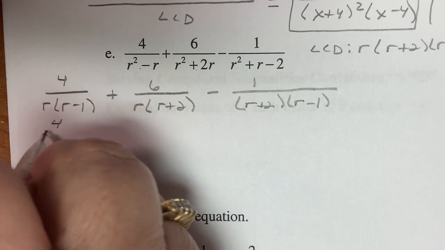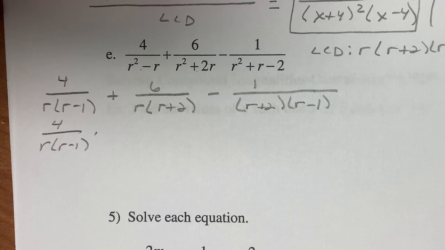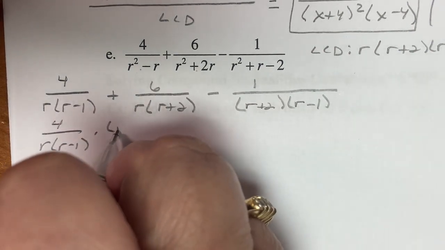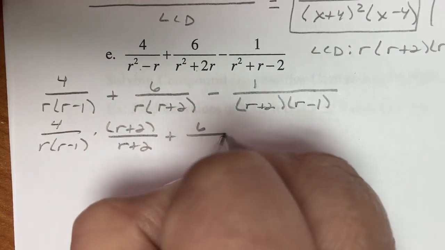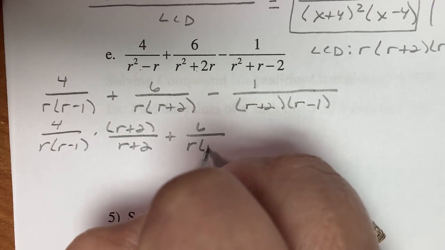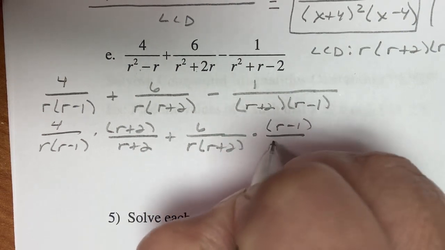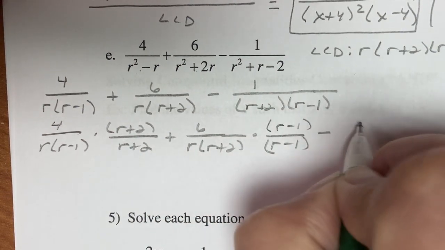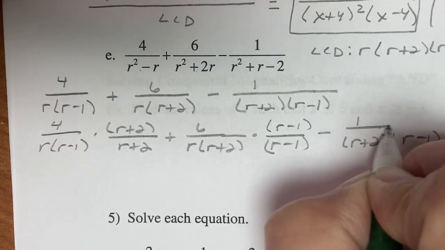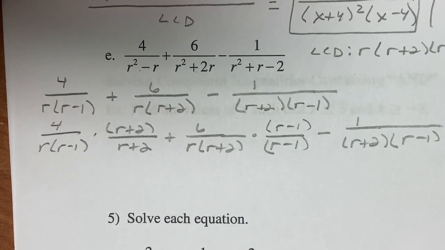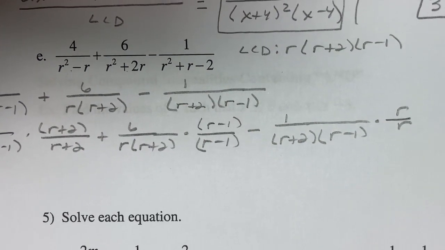So if I rewrite this first fraction, I have to multiply top and bottom by what's missing to make it into the common denominator. So that's going to be an r plus 2. Rewrite the second fraction. Do the same thing, except this time missing would be an r minus 1. And then do the last fraction, and having to multiply that by an r over an r. Now all the denominators are the lowest common denominator.